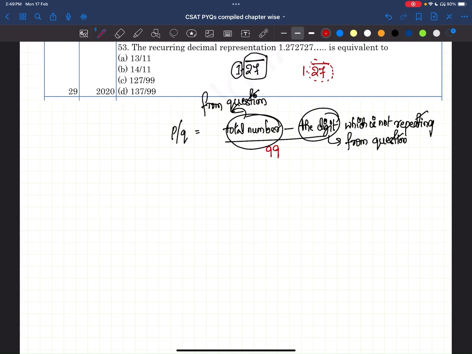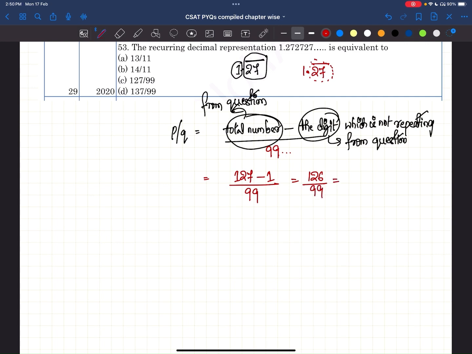And in that type 2 formula, we have seen that we have to write zeros depending on the number of values which are not repeating after decimal. See, after decimal, there are no other numbers which are not repeating. So, no need of writing zeros. Now, the total number 127 minus the digit which is not repeating in the question. What is the digit? 1 is not repeating, by 99. That means 126 by 99.